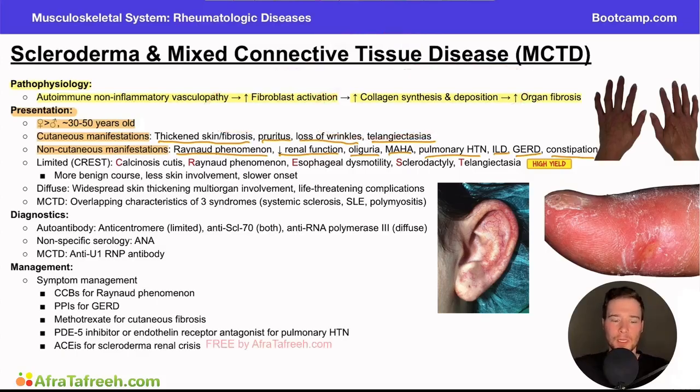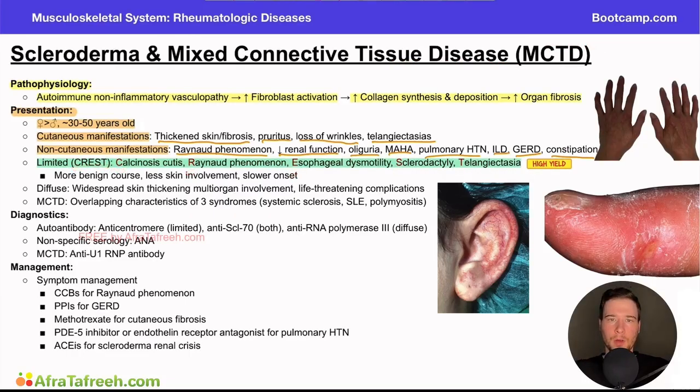Now, when we think about scleroderma, we have to break it up into two key types they'd like us to know on test day. One of those is called the limited type, also referred to as CREST syndrome. CREST syndrome is an acronym for calcinosis cutis, Raynaud phenomenon, esophageal dysmotility, sclerodactyly, and telangiectasias. And obviously CREST goes along with each of these red highlighted letters to remember this constellation of findings.